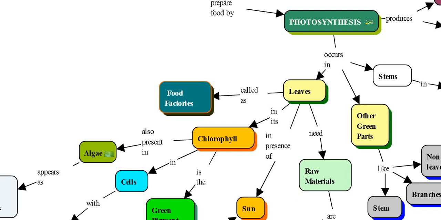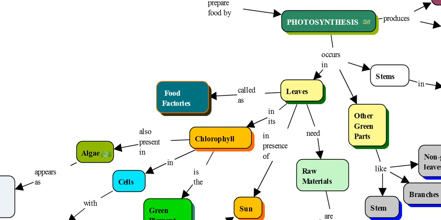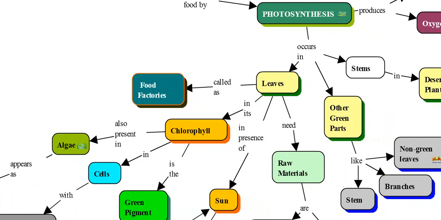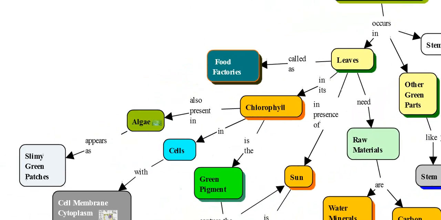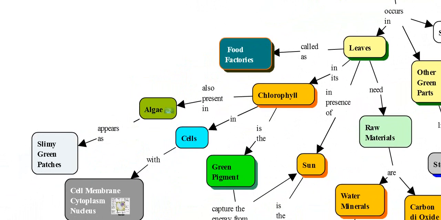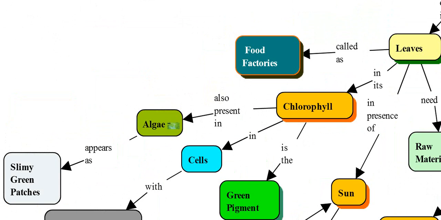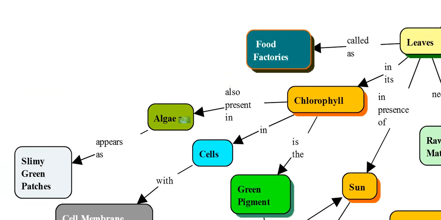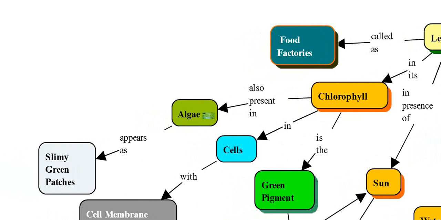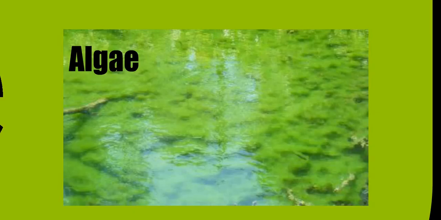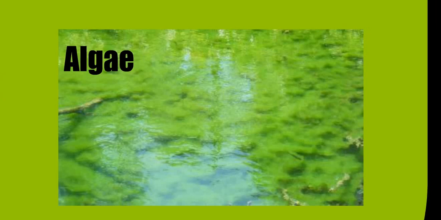Photosynthesis mainly occurs in leaves and some other green parts and stems. Leaves are called the food factory of the plant because they create the food. Leaves have a pigment called chlorophyll present in them. Chlorophyll is also present in algae. Algae appears slimy in green patches and it is found in water bodies.